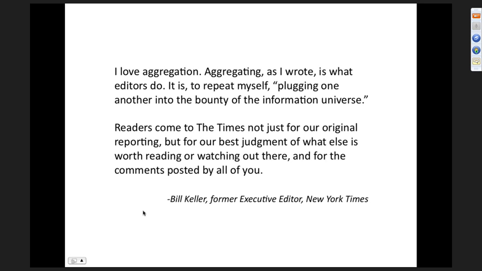Aggregation is what editors do, what journalists have been doing for a long time. Grabbing that information and sharing it with the readers. It's pulling from the bounty of the information universe. You hear the word aggregation and curation used interchangeably, and that's fine. They kind of mean the same thing, but at the end of the day, good aggregation and good curation is really about acting as a filter for your audience, saying, this is what I think you would be interested in. I may not have reported it, but I think you'd be interested in that.